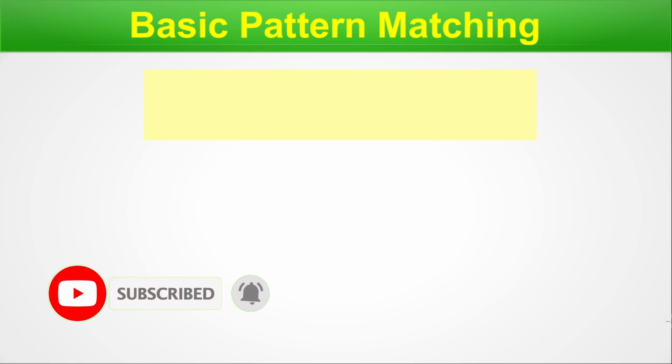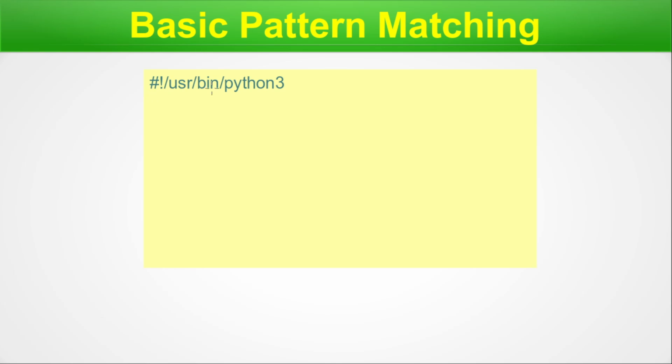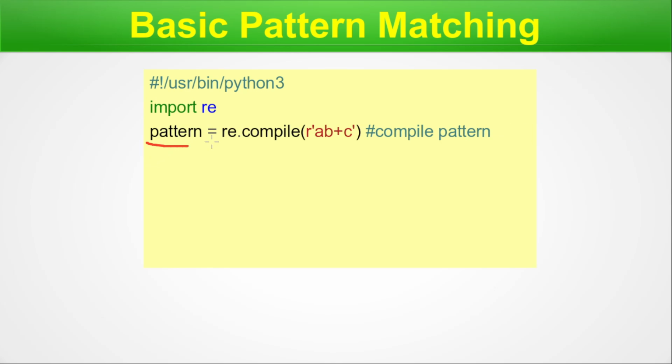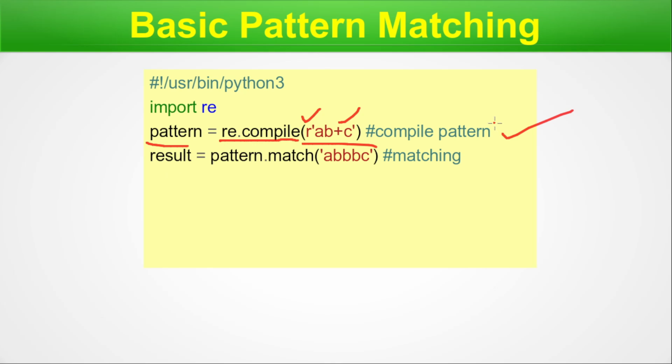Basic pattern matching. First, we have our hashbang, /usr/bin/python3, that is the interpreter. Next, we import the re module. Remember, we are importing the regular expression module and this is a must. So in case you forget to write this line, the code will be defunct. Next, we have a variable and we compile the regular expression using re.compile, and in the argument we give r, which means raw, right? And we give ab+c. Plus, what does plus mean? You can recollect from the last episode, okay? And we compile the pattern here.